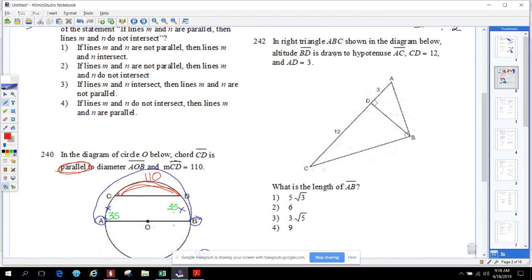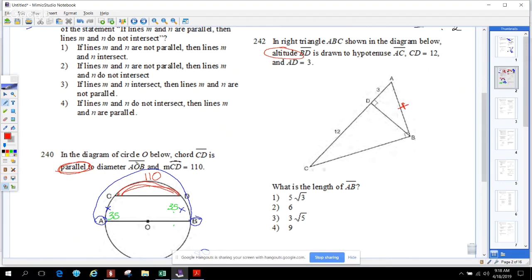Next, in right triangle ABC, we're still recording, shown in the diagram below, altitude BD is drawn. The reason why this word altitude is important is it means right angle. It tells us that AC is 12, or it says the hypotenuse is here. It tells us CD is 12, AD is 3, and we want to find the distance of, ooh, this is a really hard one, AB.